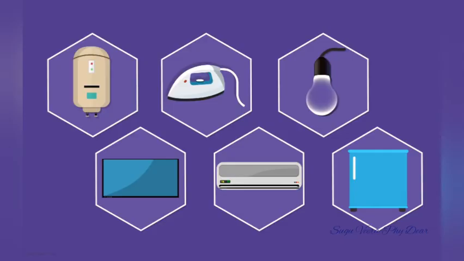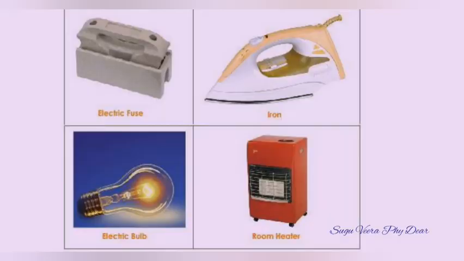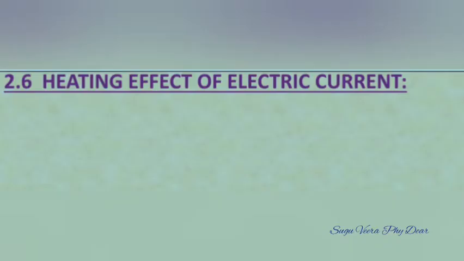First one, heating effect of electric current. Can you list out the applications of heating effect of electric current? For example, electric fuse, iron box, electric bulb and room heater. These are a few examples of applications of the heating effect of electric current.